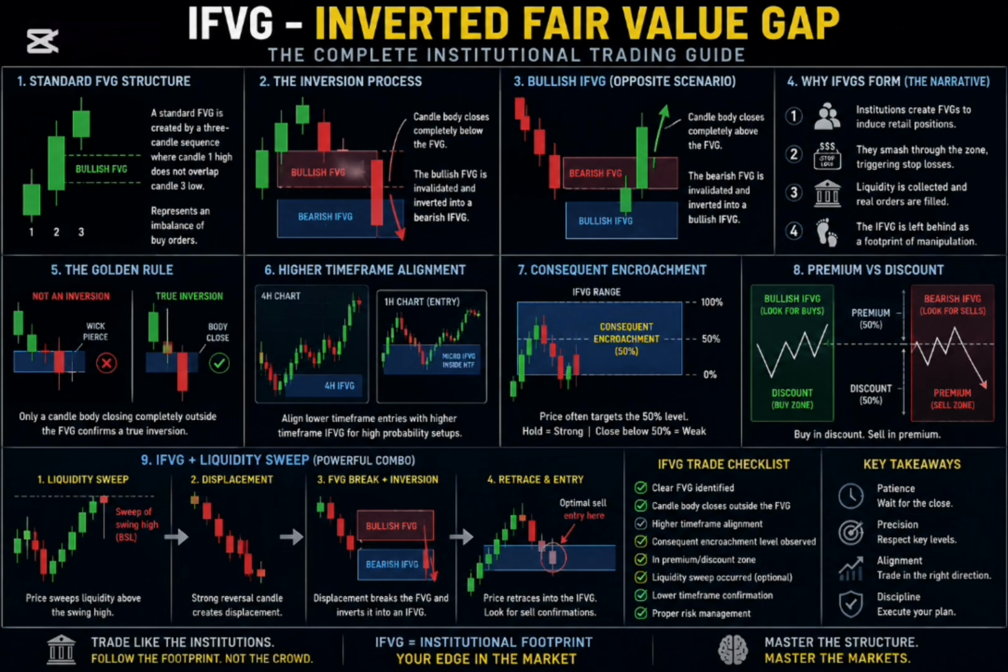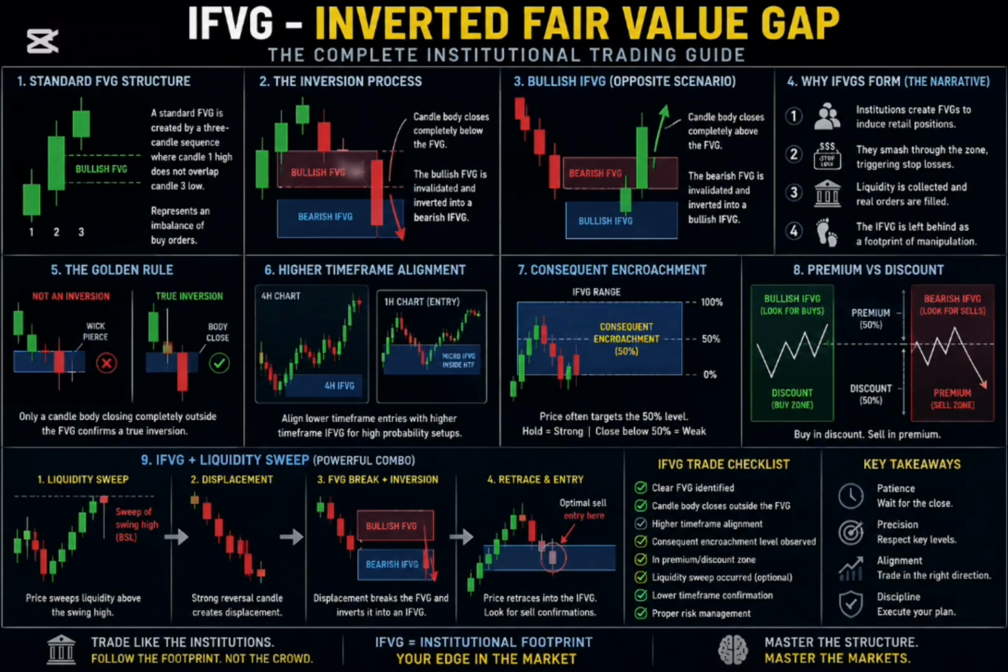Imagine a bullish fair value gap that everyone is watching for a potential long trade. Price pushes into the zone, but instead of bouncing, a massive bearish candle cuts through. The candle doesn't just spike through it, it closes completely below the entire gap. The moment a candle body closes past the boundary, the bullish fair value gap is dead. But instantly, like a phoenix from the ashes, a bearish inverse fair value gap is born in its place.